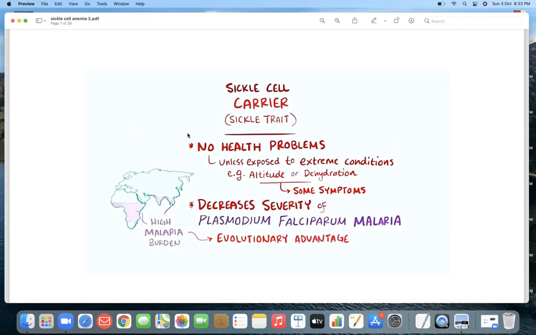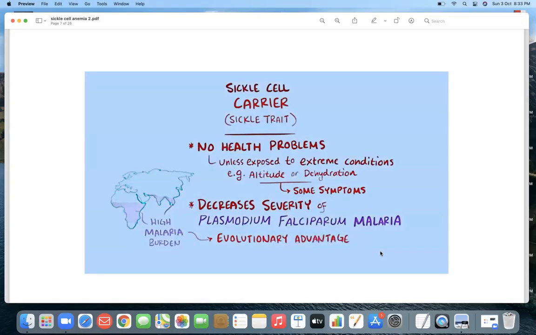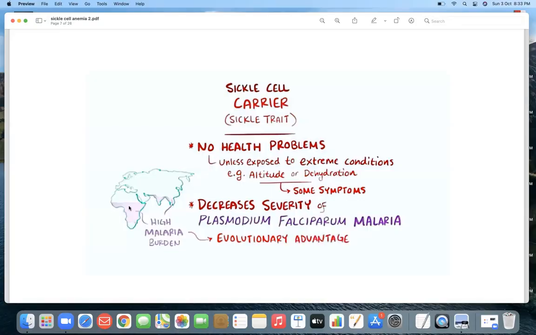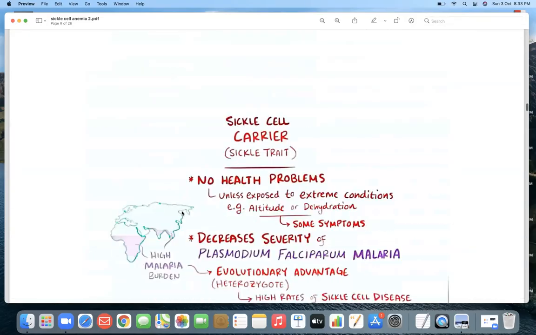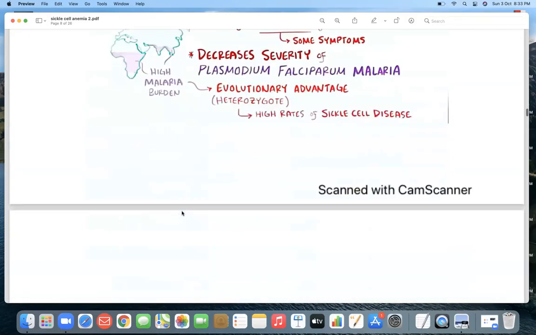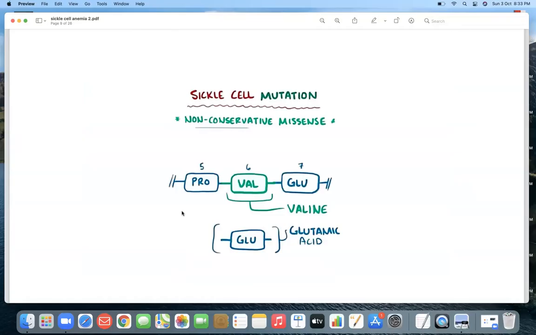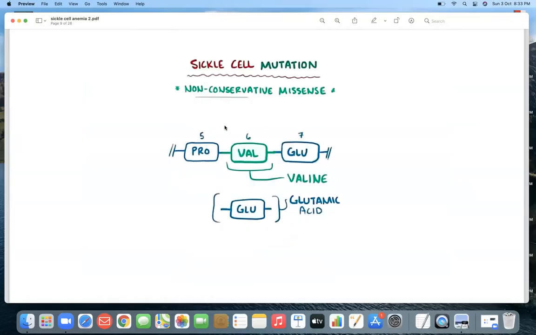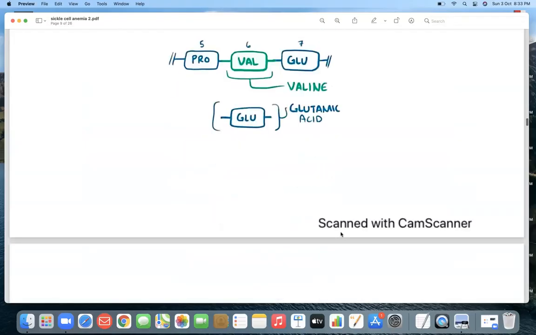But what happens in disease? In disease, they may have a severe problem with malaria. It is more common here in Africa and the Mediterranean regions. This is what I was telling you. Normally the glutamic acid should be there at position 6 of the beta globin chain. This is replaced by valine. This is the reason it happens.